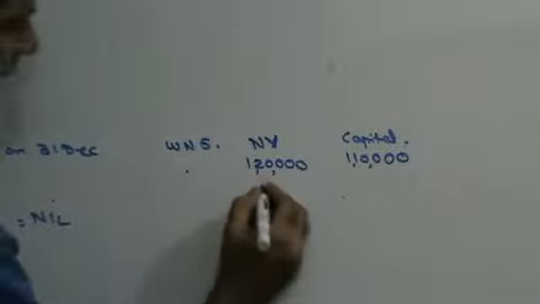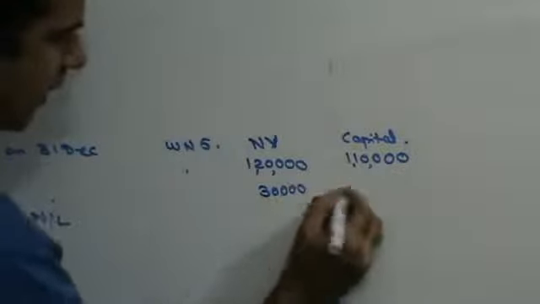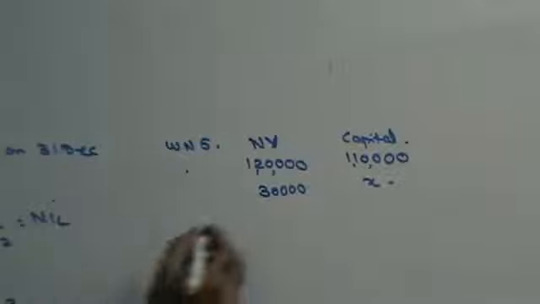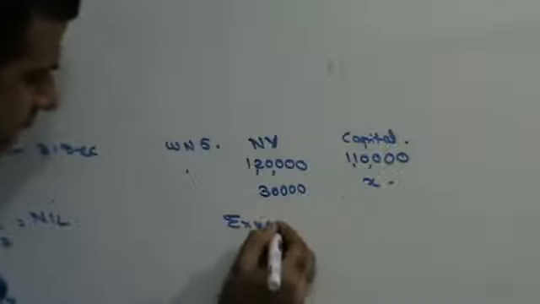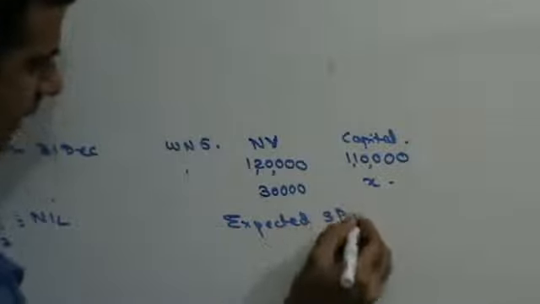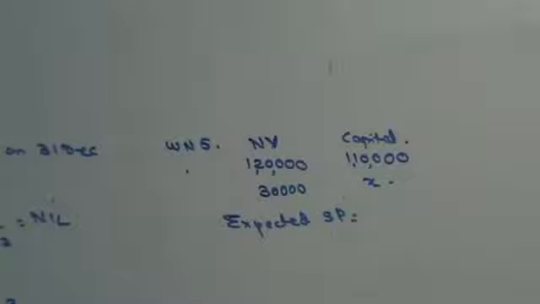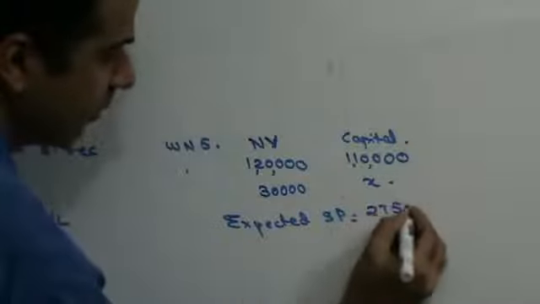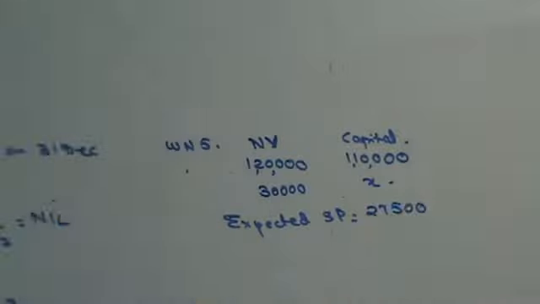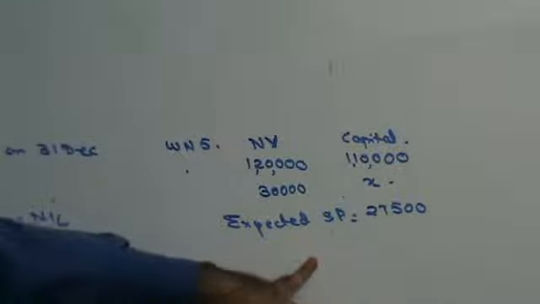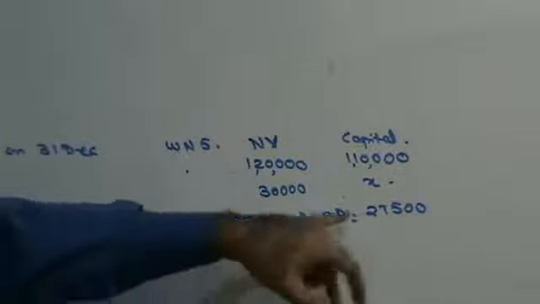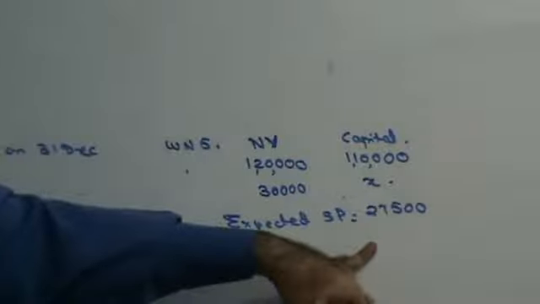Now, you are selling debentures of 30,000. In that case, what should the expected selling price be? The expected selling price should be 30,000 into 1,10,000 divided by 1,20,000. Someone please get me the expected selling price. 27,500. What you get here is called the expected selling price. The expected selling price should be 27,500.